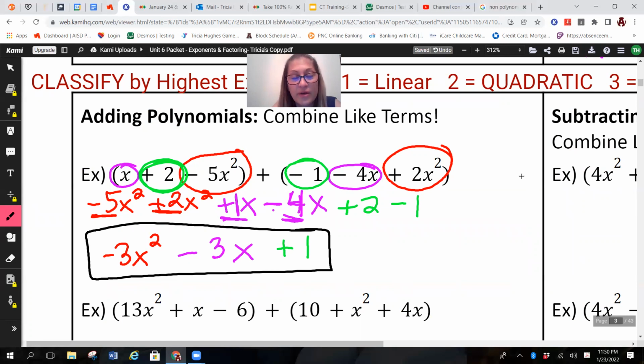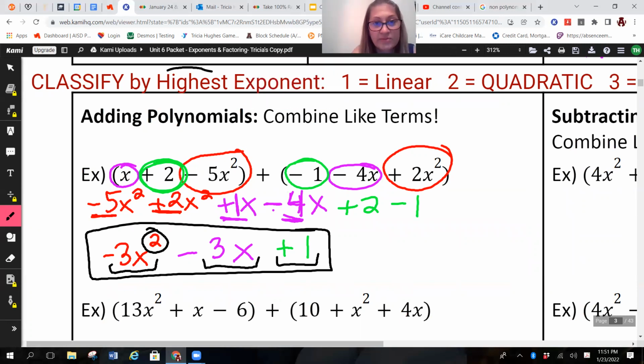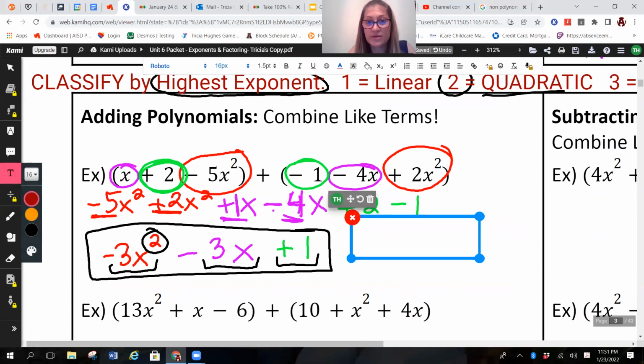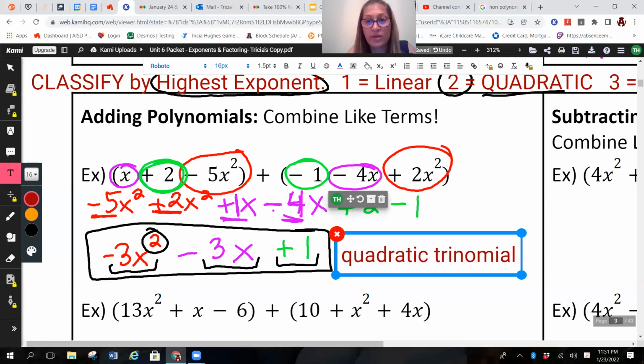Now, what kind of polynomial is it? I want you to name it by the highest exponent, which is 2, and by how many terms it consists of. 1 term, 2 terms, 3 terms. So look back up. What do we call it with 3 terms? And what do we call the highest exponent when it's a 2? Highest exponent when it's a 2 is quadratic. So this is a quadratic and it has 3 terms. So it's a trinomial. So that is the name we would name it.